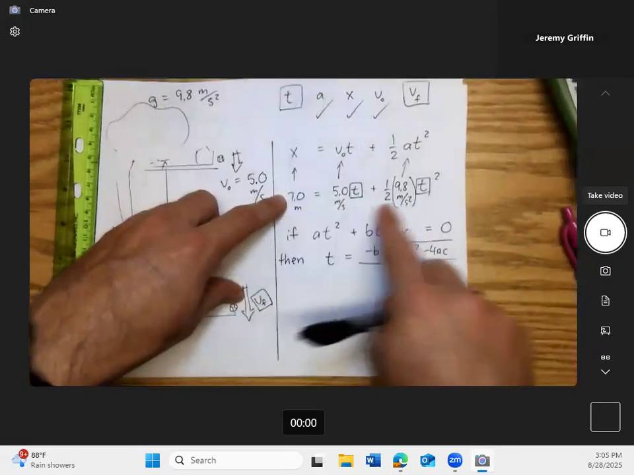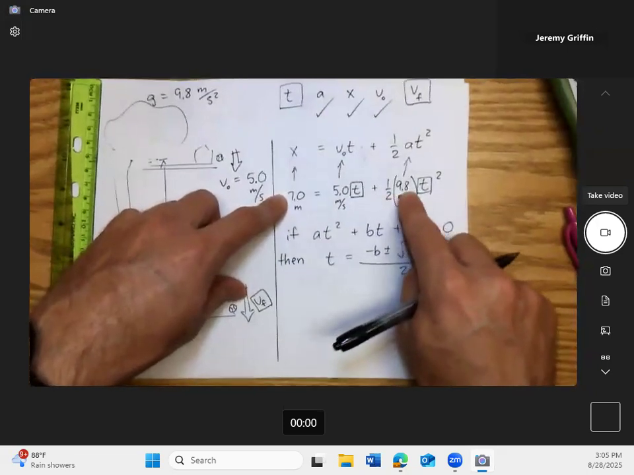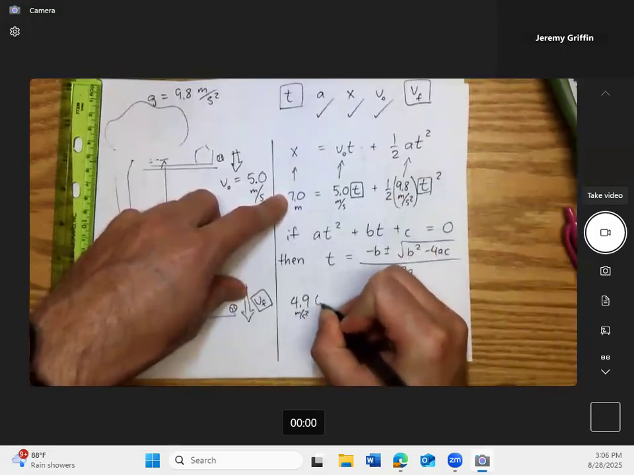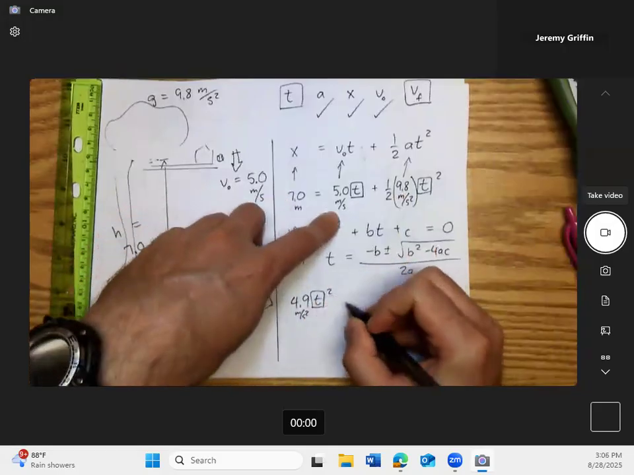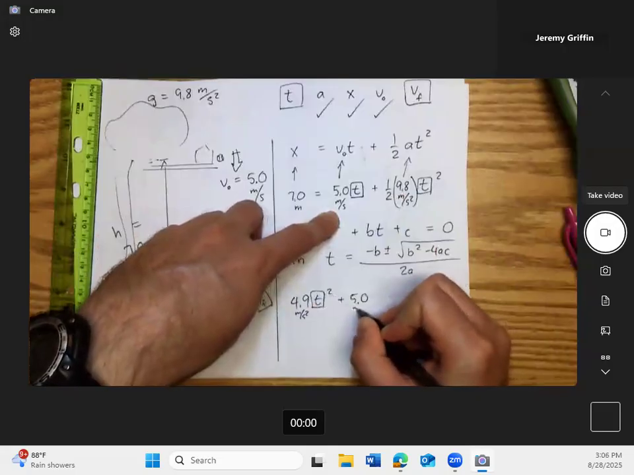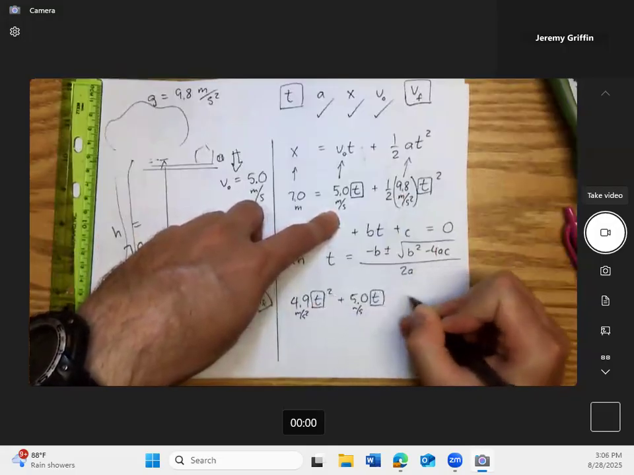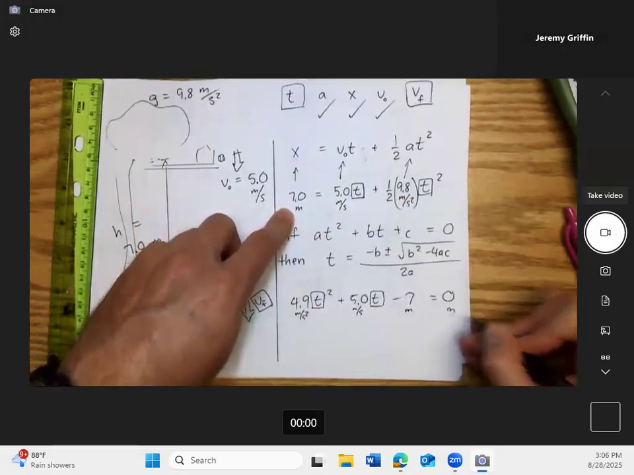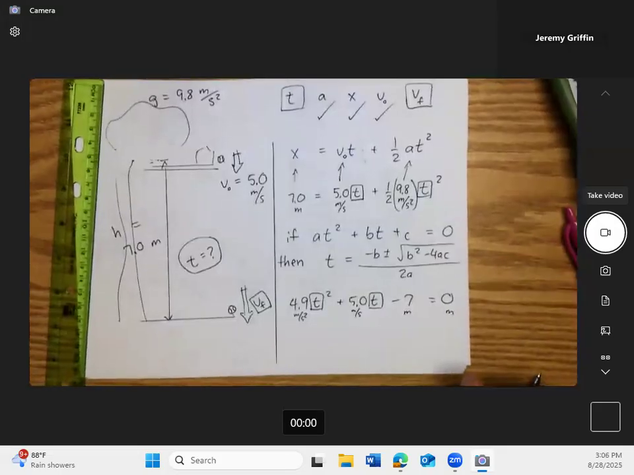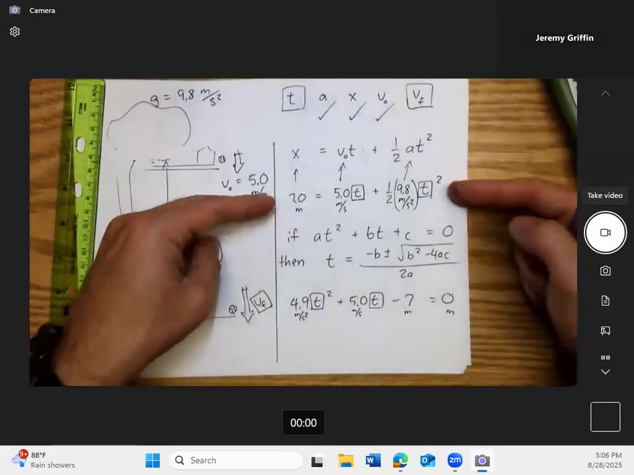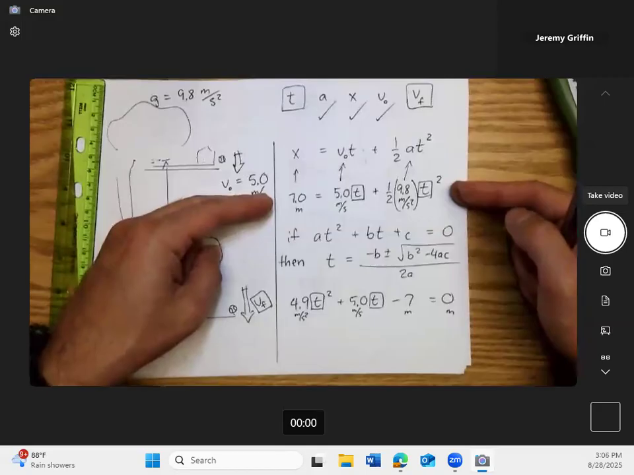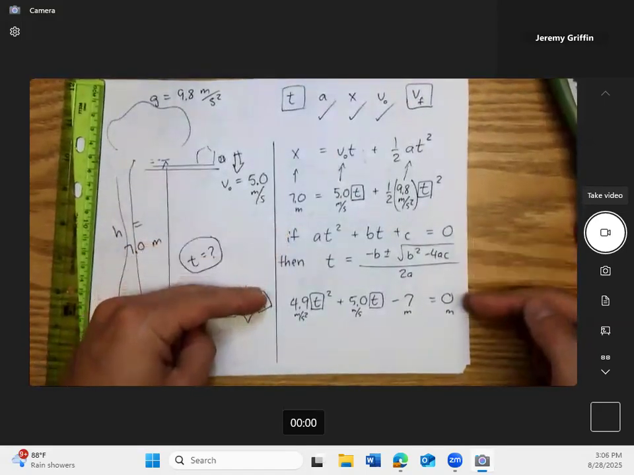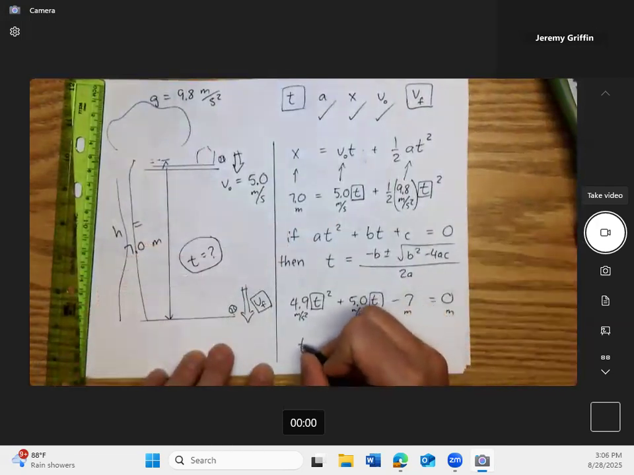Well, I better rearrange this. Half of 9.8, I'll just call it 4.9, so that's 4.9 meters per second squared times t squared, where t is what we're solving for, plus 5 meters per second times t, minus 7 meters equals 0. That would also be meters. All I did was take this kinematic expression with the numbers plugged in and rearrange it so it looks like this form equal to 0, and therefore I can solve for t.